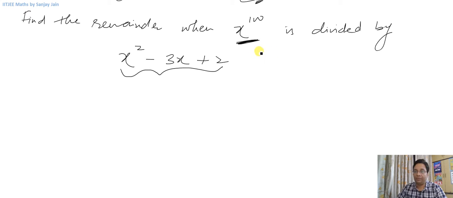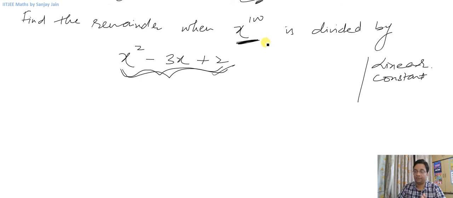So what kind of remainder are we expecting? We are expecting a linear remainder. We are expecting a remainder of lesser degree than 2, right? So it can be either linear or a constant, right? And constant including 0, right? It can be 0 also if it completely divides x raised to power 100.